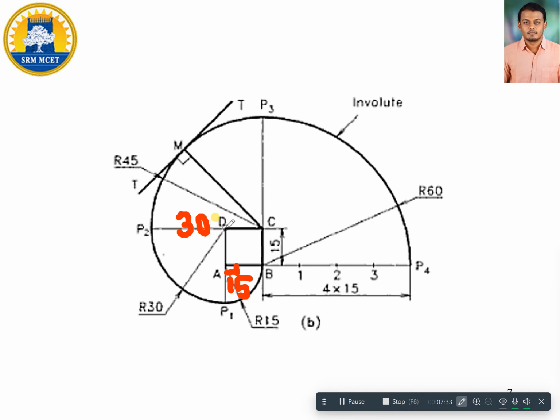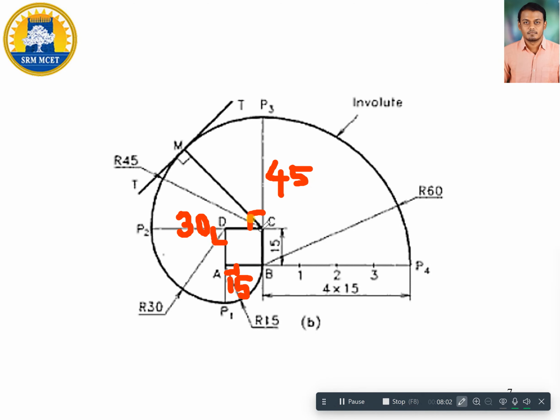Then the third step is we need to remove the thread on CD also. If we remove the thread on CD and draw it perpendicularly, here the dimension will be equal to 45 mm, because 15 plus 15 plus 15 gives 45 mm. Note that at all positions the thread should be placed perpendicular to the base of the square. So here it is point P3.